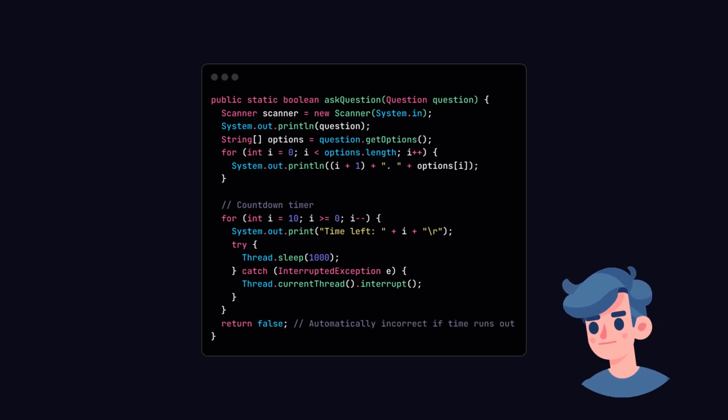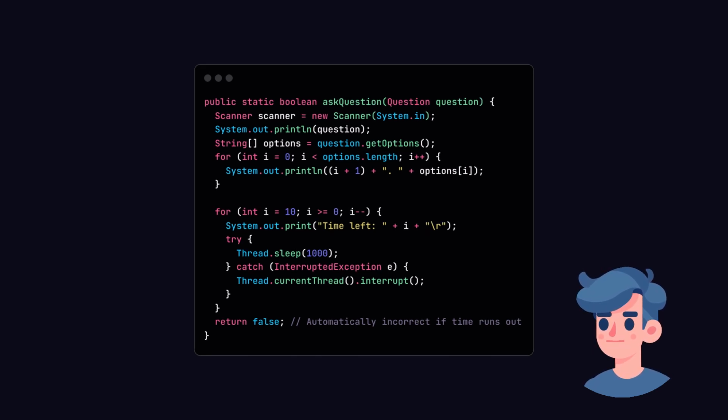But before we wrap up, let's make our game even better. We can add a countdown timer for each question to increase excitement. In this modification, we added a countdown from 10 seconds for each question. If the time runs out, the user automatically receives a wrong answer. It adds a challenge to our game. Let's summarize the updated askQuestion method.